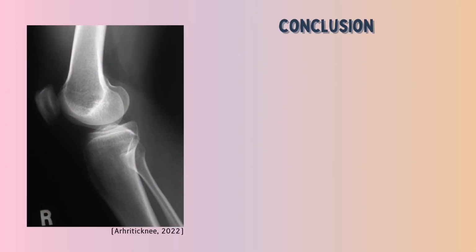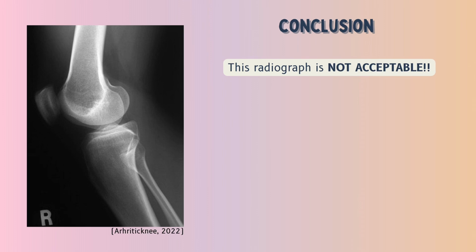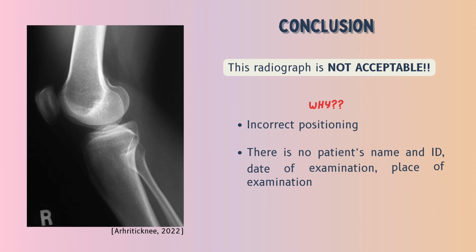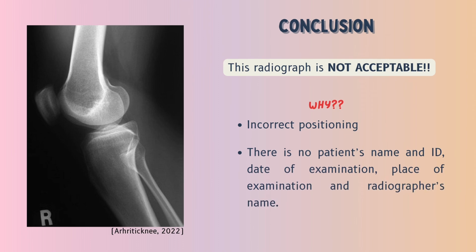In conclusion, this radiograph is not acceptable. It is because the knee is in incorrect positioning. There is clearly rotation of the knee. And the patient's information is missing. There is no patient's name, ID number, place of examination, date of examination and the radiographer's name.